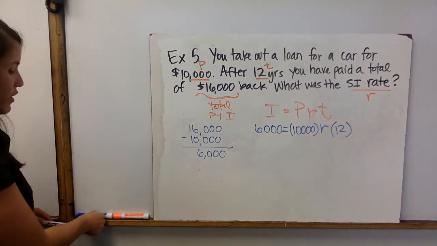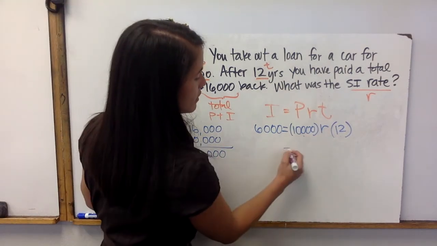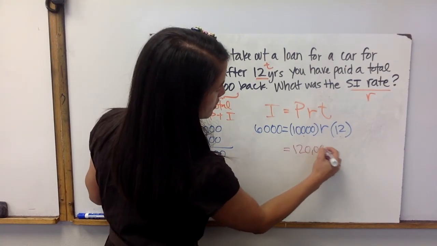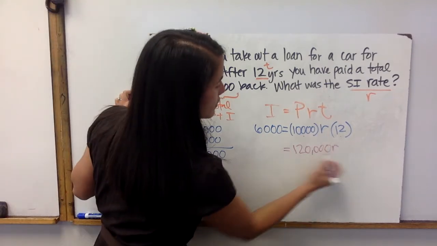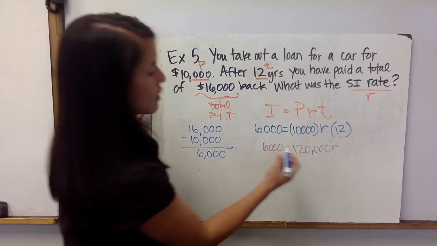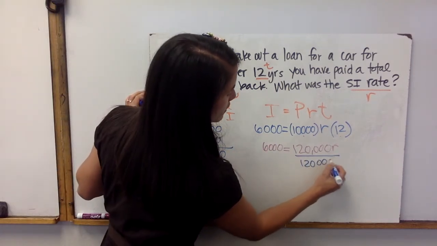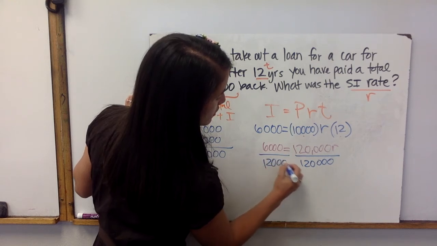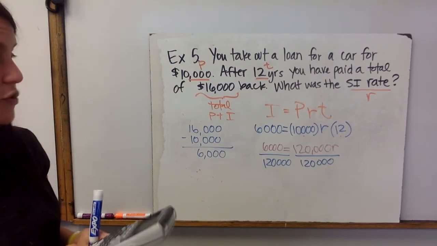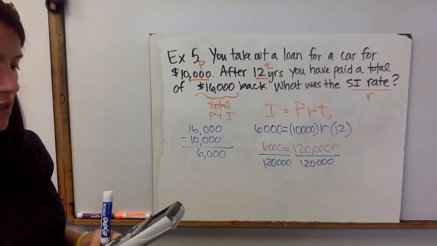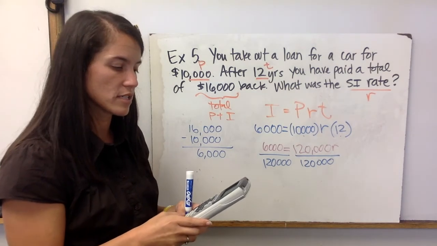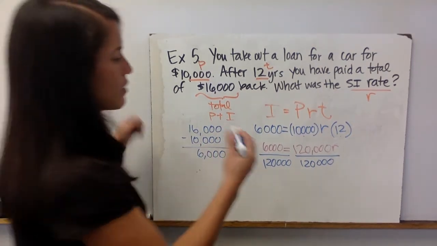We're going to solve this by doing something very similar. We're going to multiply 10,000 times 12. So 120,000 R. Bring everything else down. We're going to divide. Okay. So if you have your calculator, type that in. 6,000 divided by 120,000. That's what I thought, 0.05.